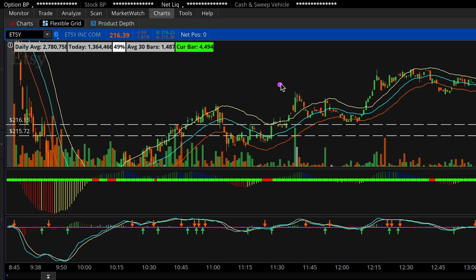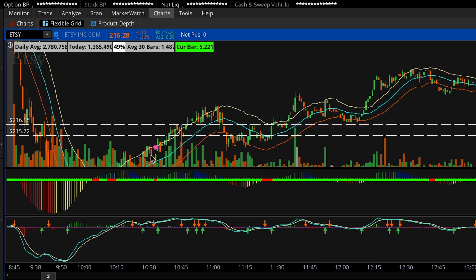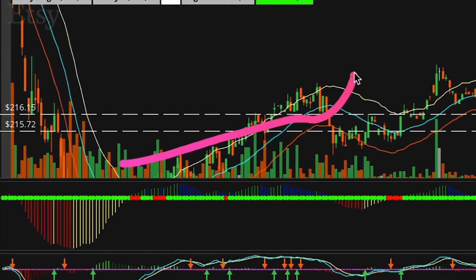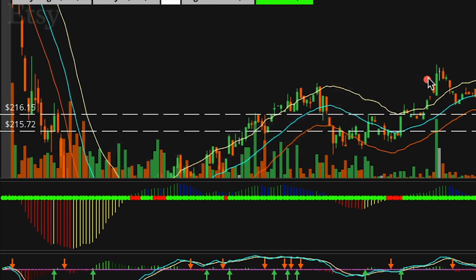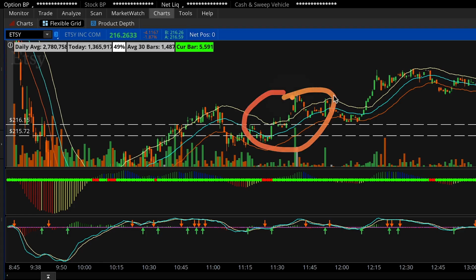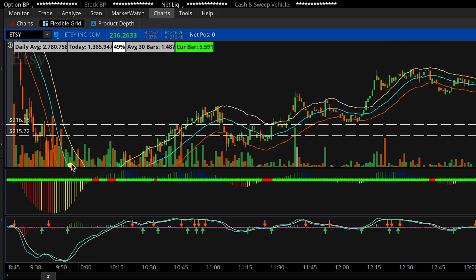Now, did I leave a bunch of money on the table? Absolutely. But guess what? I made a bunch of money from this particular point all the way up here. So I captured a big bulk of that move. And the second part of the move was right here. And then the third part of the move was right here. But as long as I capture that first part of the move right here, that's exactly what I want.